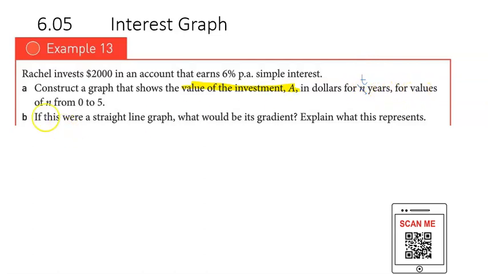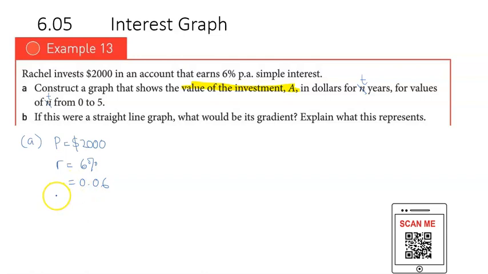So I want to find for values of t from 0 to 5. Right now I want to create a graph, and before I create a graph, of course I need to have values. Let's see how I do it. I write down all the information. First I have a principal of 2,000, and after that I have this 6%, which will be our interest rate R. As I mentioned, always convert 6% to decimal, 0.06.